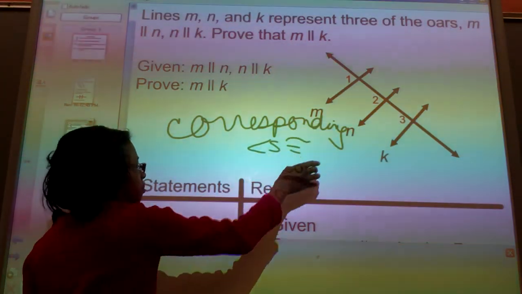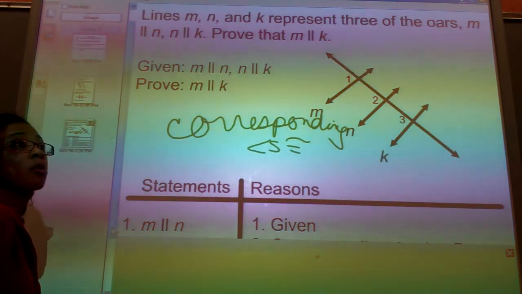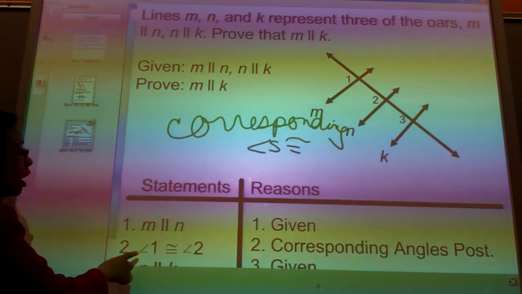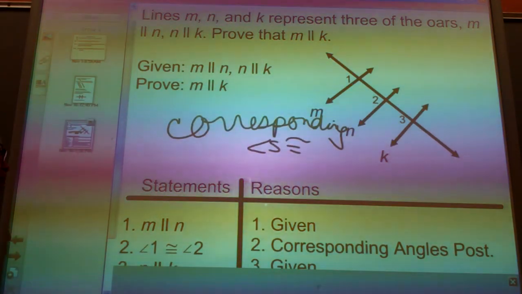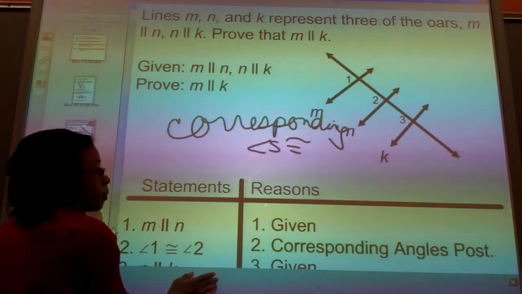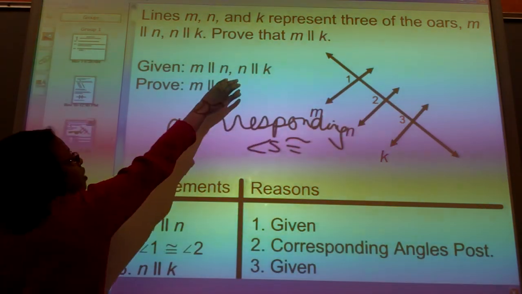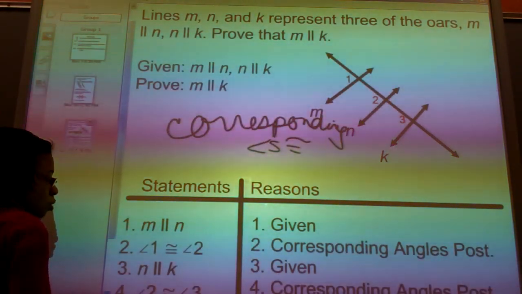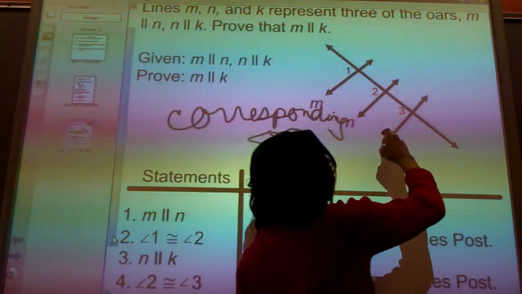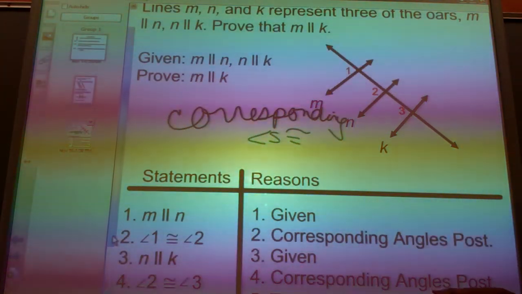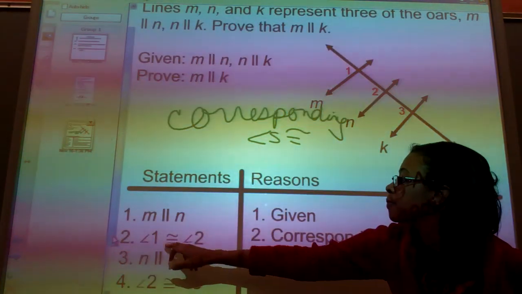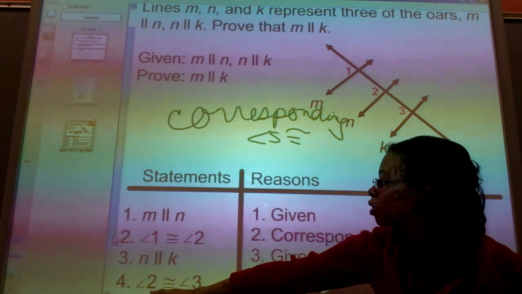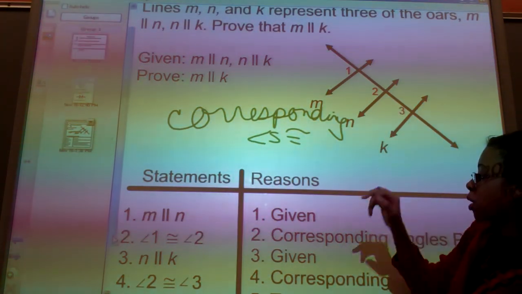I have line M is parallel to N. That was given. Remember, given is generally first. Angle 1 is congruent to angle 2 by corresponding angles postulate. I know that N is parallel to K because that's given at the top. And I also know that angles 2 and 3 are going to be congruent because corresponding angles are congruent. Angle 1 is congruent to 2, and then I show that 2 is congruent to 3 by corresponding angles.